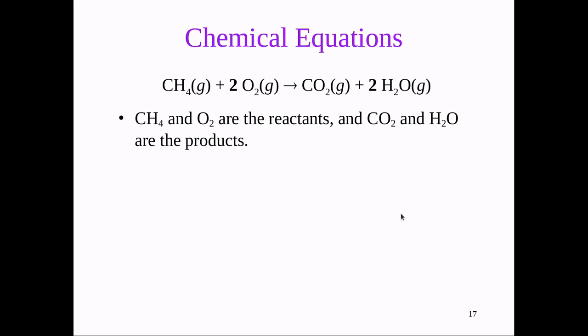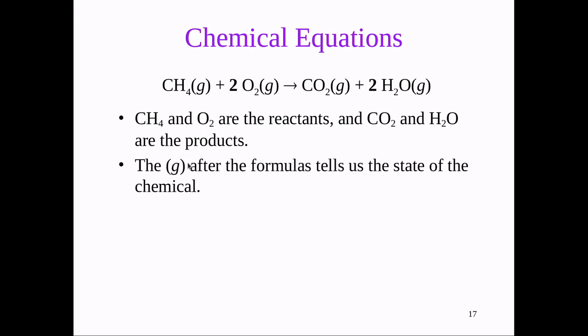So a little bit of language here. On this side, the left-hand side, we have the methane and the oxygen. And these are what we call the reactants. These are the 2 things that are going to react together. And on the right-hand side, the side that the arrow is pointing to, we have CO2 and H2O. And these are called the products. They're the things that we're going to produce in this reaction.